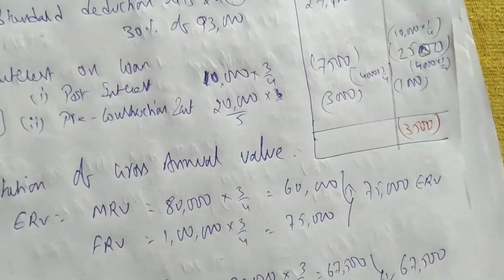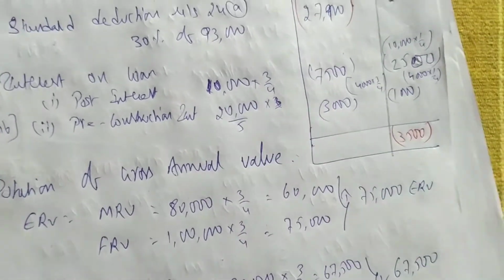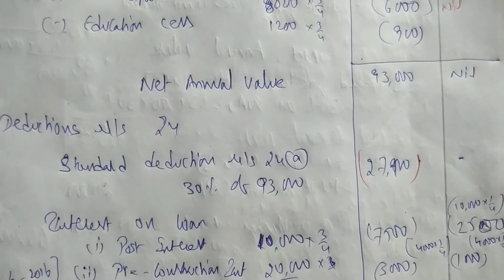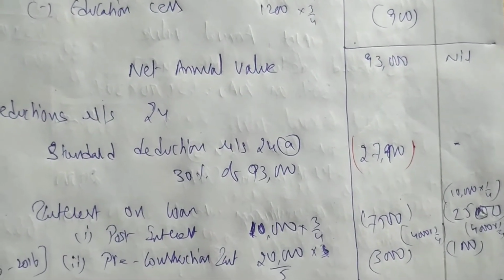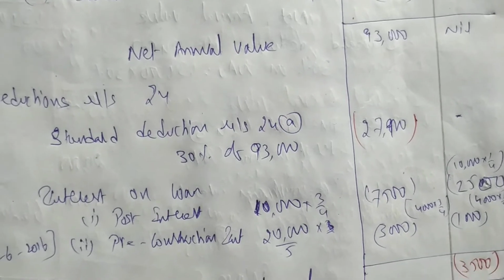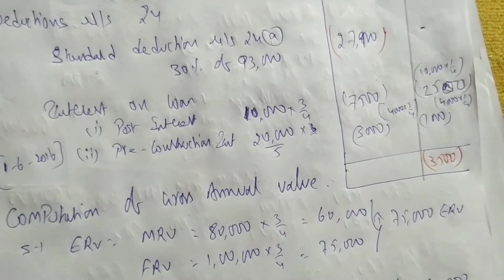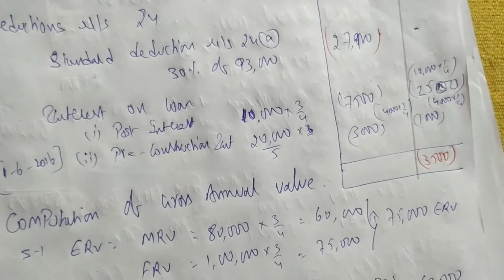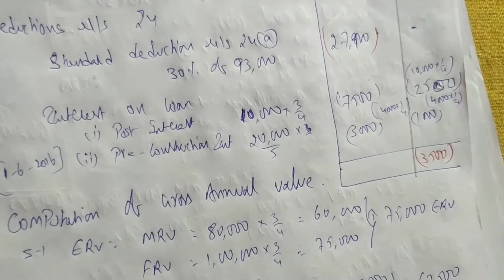And income from house property is how much? 93,000 minus 27,900 minus 7,500 minus 3,000. So we are getting 54,600 as income.